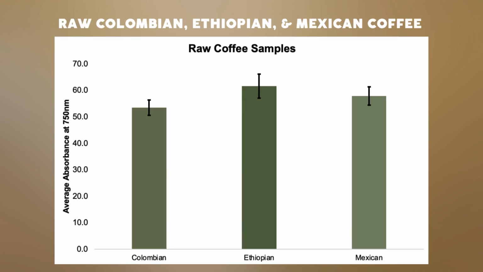Using the Grubbs test, the outliers were determined and about 1 to 2 outliers were removed from each of my data, and the error bars are the standard deviation. This graph shows the raw coffee samples, the results for them.